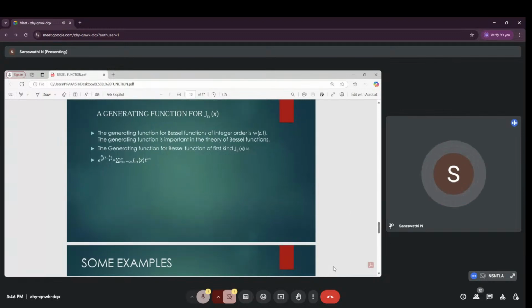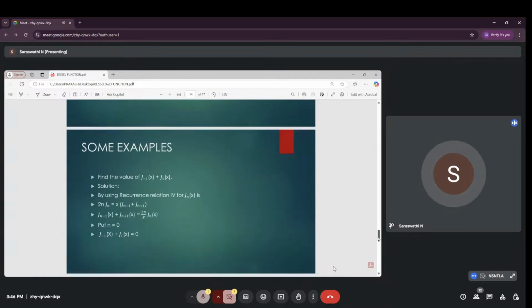The generating function of Bessel's function of integer order is w of z comma t. The generating function is important in the theory of Bessel's function. The generating function for Bessel's function of first kind Jn of x. This is the generating function of the Jn of x, or generating function of the Bessel's function.